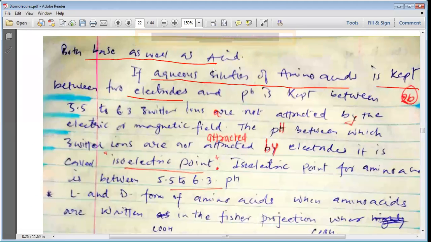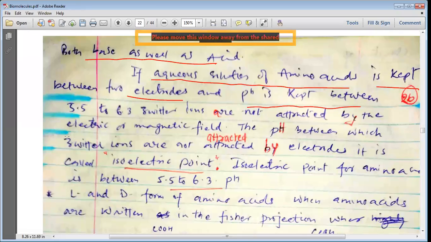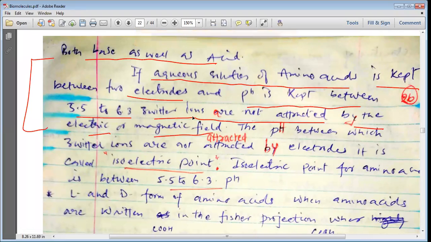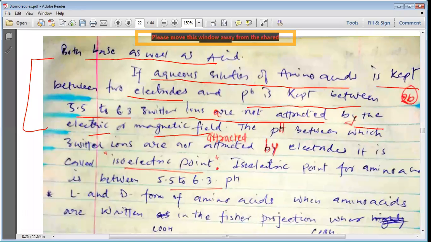Now if we put the aqueous solution of amino acid in between the two electrodes, the positive electrode and the negative electrode, and the pH is kept between 5.5 to 6.3, zwitter ions are not attracted by the electric or magnetic field. Now this is again a very important characteristic. If we put this zwitter ion, which contains both the positive and negative ion, and the pH is kept between 5.5 to 6.3, these zwitter ions are not attracted either by the positive electrode or by the negative electrode, or in the magnetic field by the north pole or the south pole.